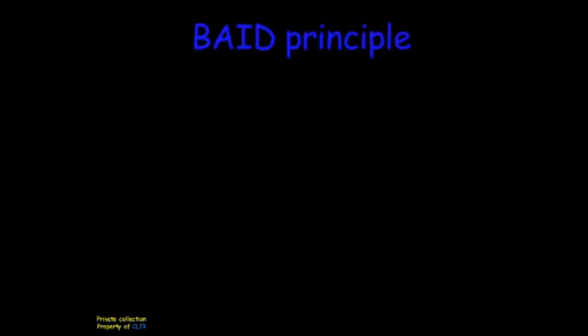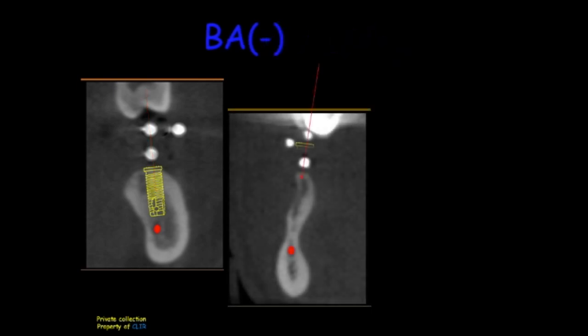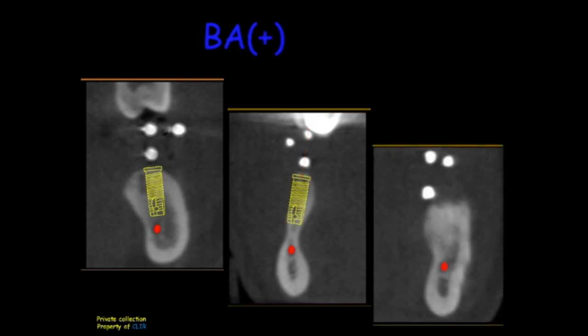Let's see the 3 scenarios. The first one, where the bone anatomy is positive. As you can see over here, we have lots of bone, and the implant direction is positive, according to the position of the final prosthesis. The second scenario, where the bone anatomy is negative, as you can see, we don't have enough bone, but the implant direction is positive. And the third scenario, where the bone anatomy is positive, as we can see, we have lots of bone, but the implant direction is negative.